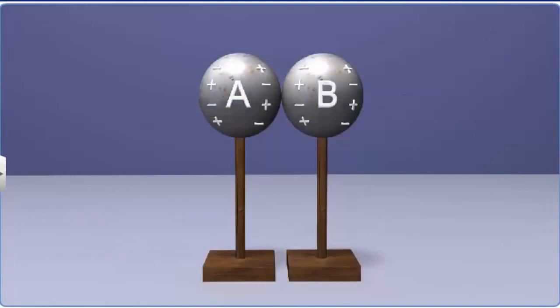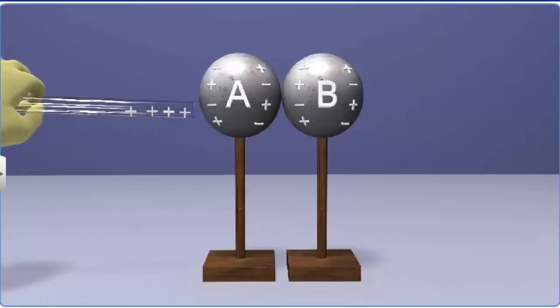Now, we keep two metal spheres, A and B, supported on insulated stands, in contact with each other. When we bring a positively charged glass rod near sphere A, negative charges accumulate on its near side, and positive charges accumulate on the far side of sphere B, according to the principles of attraction and repulsion respectively.